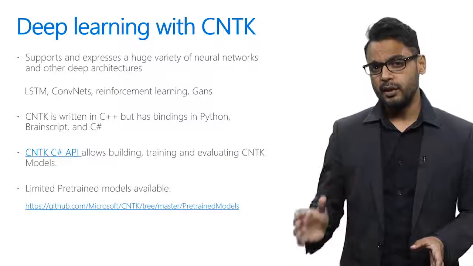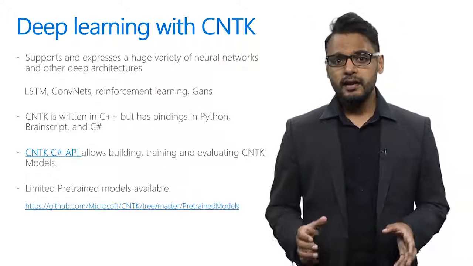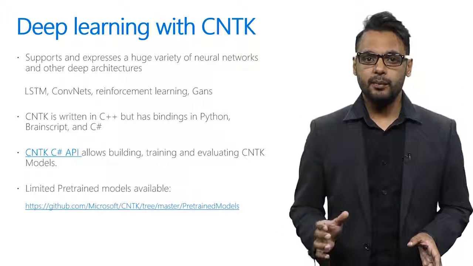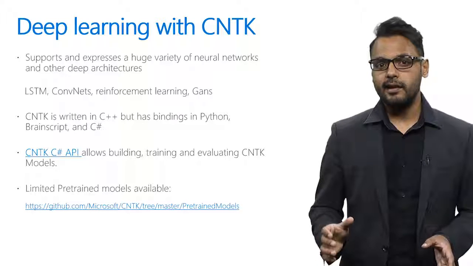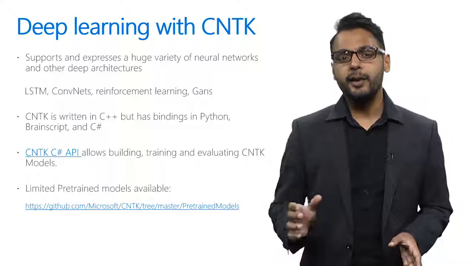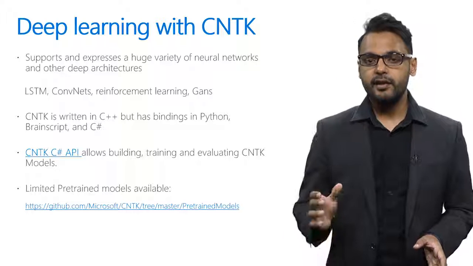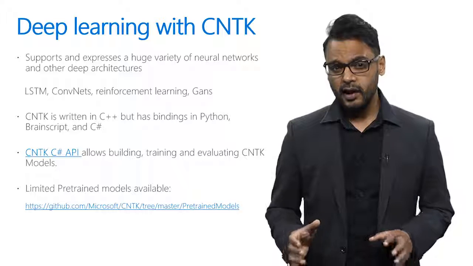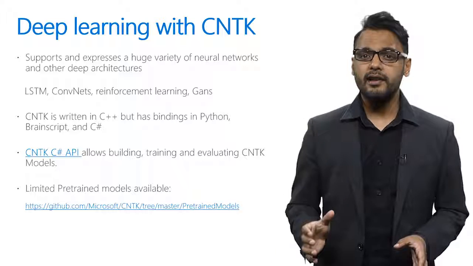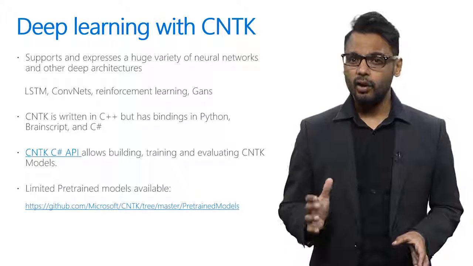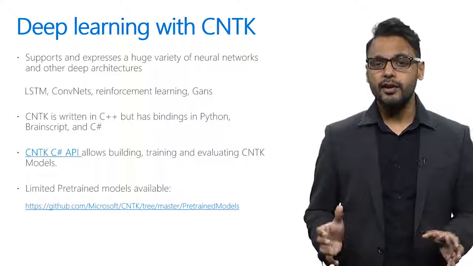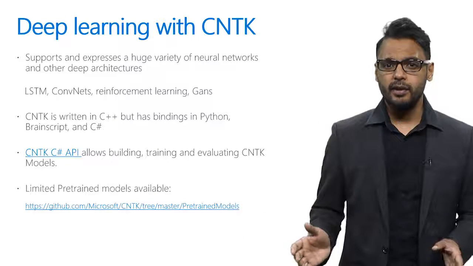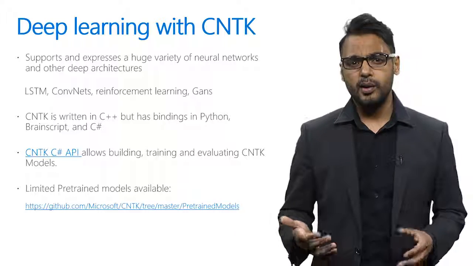Alright, let's move into deep learning now. CNTK is Microsoft's free open source deep learning library. CNTK provides support for a large variety of neural networks like LSTM, feedforward, and other deep architectures. CNTK is written in C++ but provides bindings in C#. The CNTK C# API will allow you to build, train, and also evaluate CNTK models. CNTK also provides a limited but rich set of pre-trained models which can be found at this link here. These pre-trained models include AlexNet, GoogleNet, and more, which you can use for your C# applications.